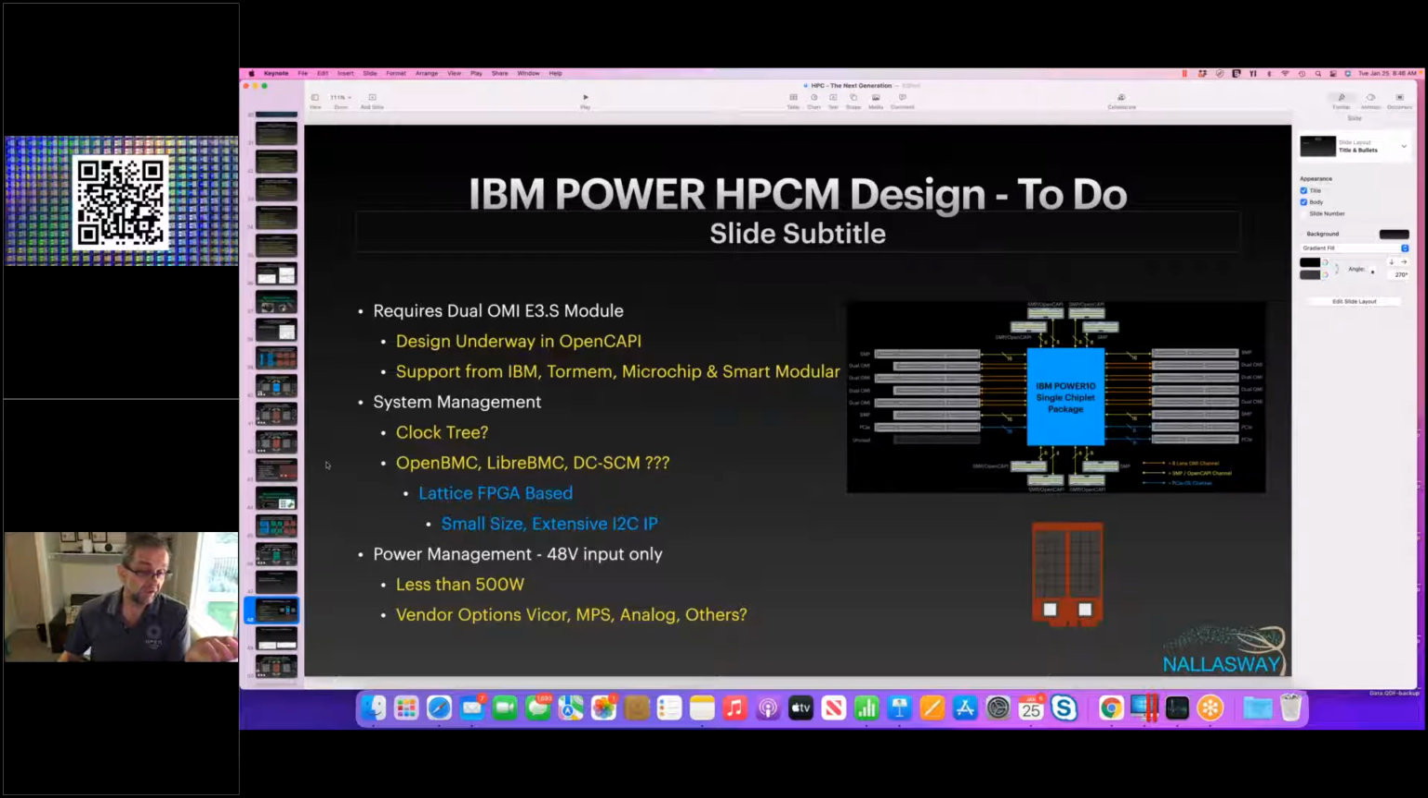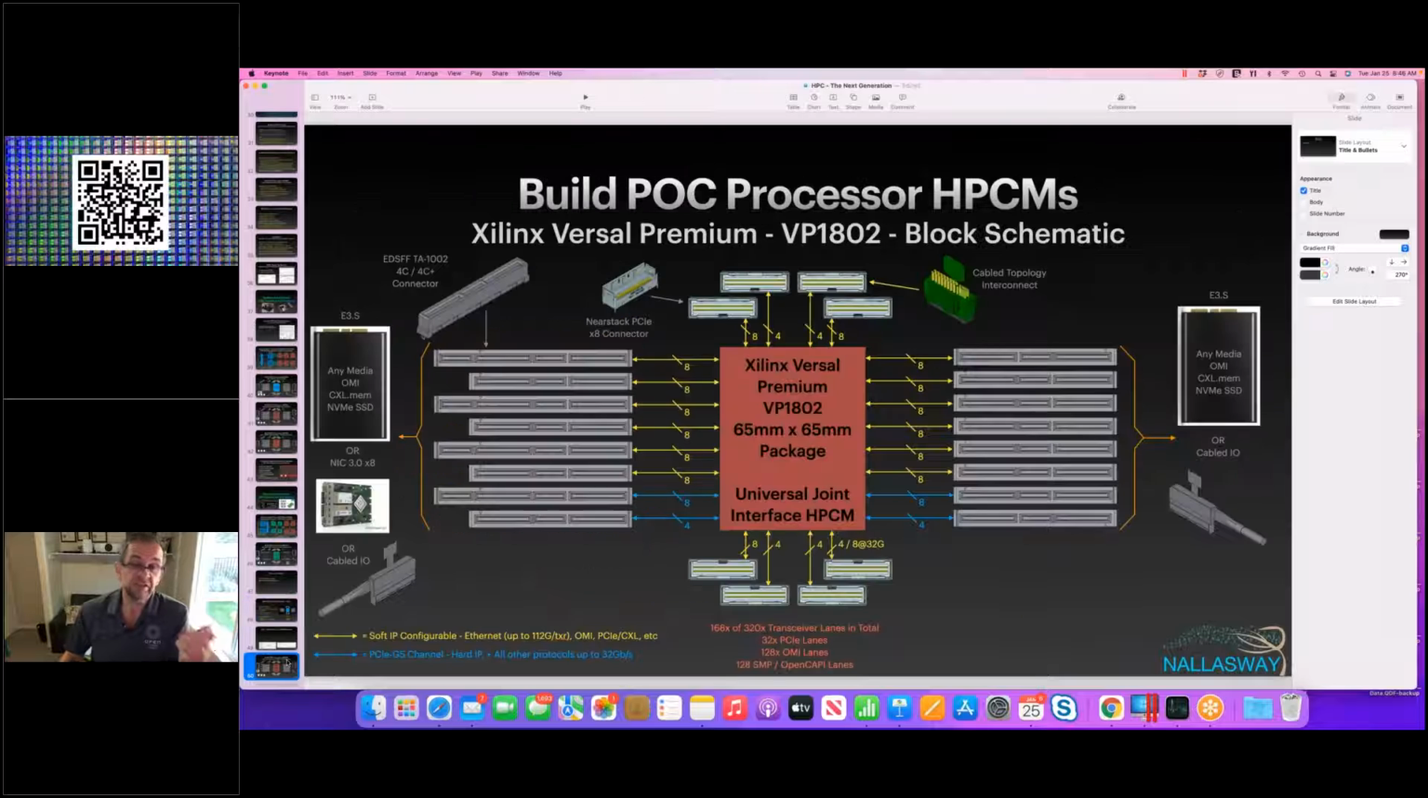And on the FPGA, for example, you can plug in either, because on the FPGA you just configure the port to be OMI or CXL. So we could plug an OMI module in here and configure the port to talk OMI. We could plug in the Samsung CXL.mem module in here and then configure the port to talk CXL.